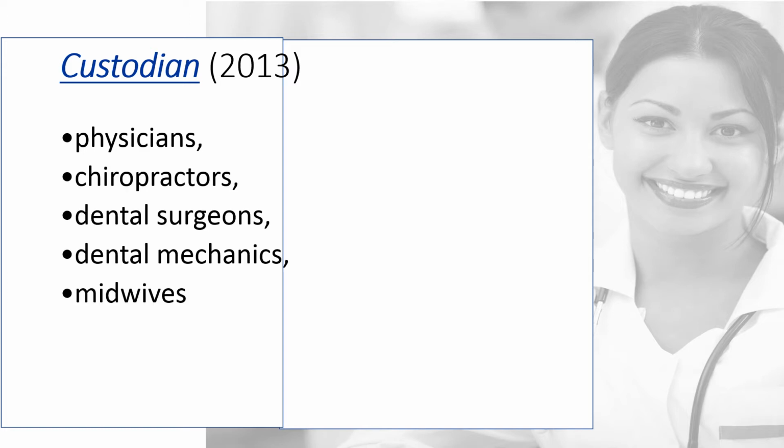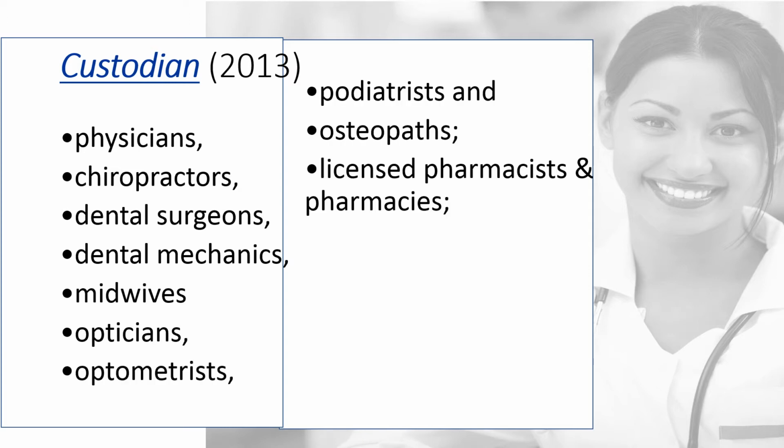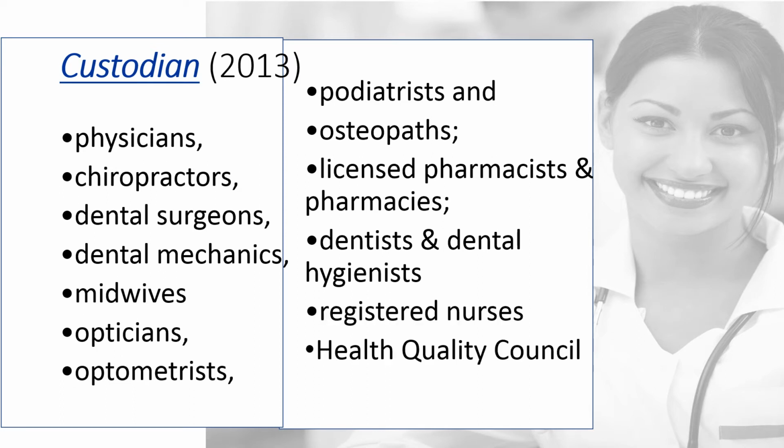Under the Health Information Act in Alberta, the individual who is ultimately responsible to ensure that a PIA is completed is the custodian. A custodian includes these individuals that are designated under the Health Information Act: physicians, chiropractors, dental surgeons, dental mechanics, midwives, opticians, optometrists, podiatrists and osteopaths, licensed pharmacists and pharmacies, dentists and dental hygienists, registered nurses, the Health Quality Council, and Family Care Clinic as identified by the Minister of Health.